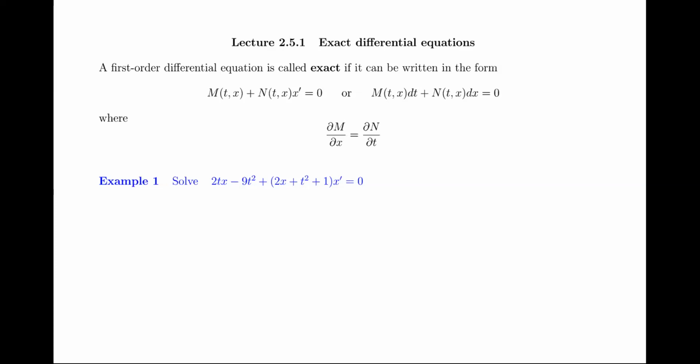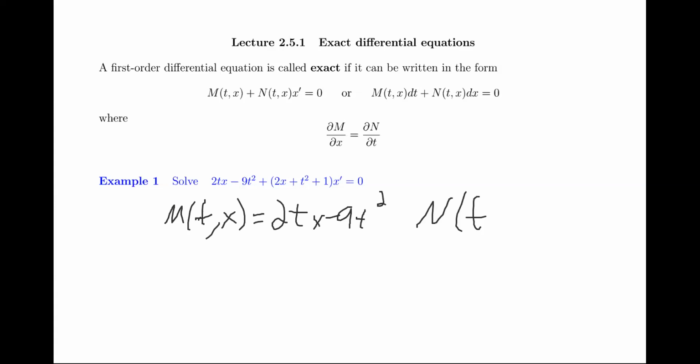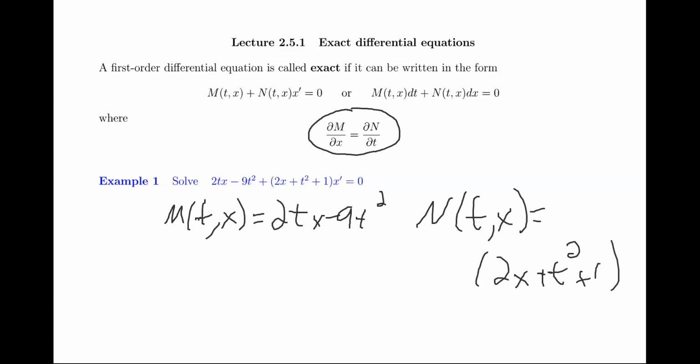So first example here. Here we notice that M of t comma x is equal to 2tx minus 9t squared, and N of t comma x is equal to 2x plus t squared plus 1. Okay, so the first thing you want to do is just verify that this will be exact, i.e., can we find an antiderivative F of t, x that will solve our differential equation? Well, we will be able to find one if this condition that I just circled is true.